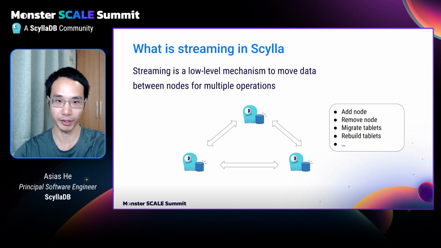We also use streaming to decommission nodes from a cluster. In this case, streaming moves data from the removing nodes to other nodes in the cluster. To balance the data of nodes in the cluster, we use streaming to migrate tablets from one node to another. We also use streaming to rebuild a tablet when we rebuild a node. So in summary, streaming enables lots of internal operations in Scylla. That's why we want to improve it so we can have faster operations.